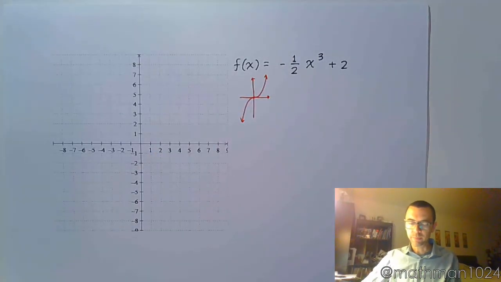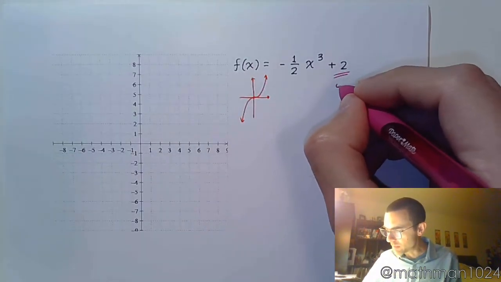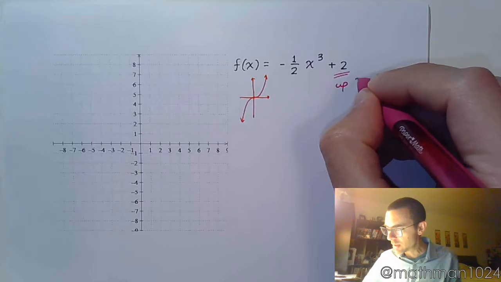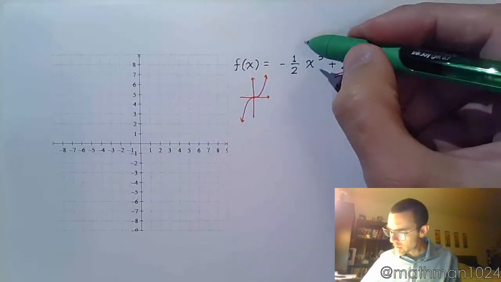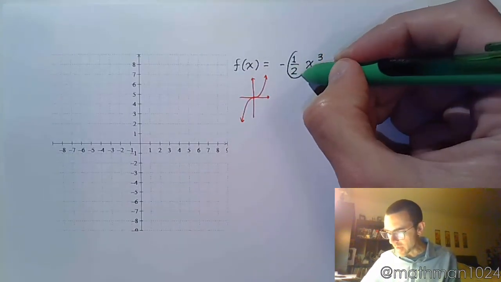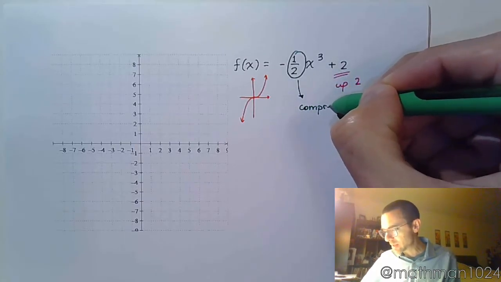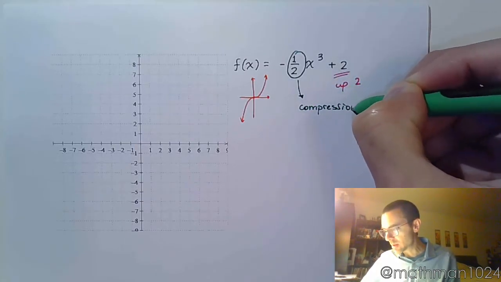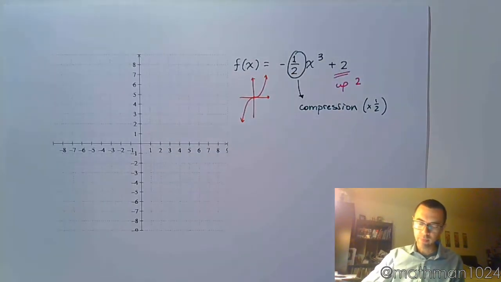And what am I doing here? Well, there's nothing inside the function because it's just x to the third. I got this plus 2 out here, so that means I'm moving this shape up 2 units. And what about the rest of it? Well, this 1/2 is going to indicate a compression by a factor of 1/2.